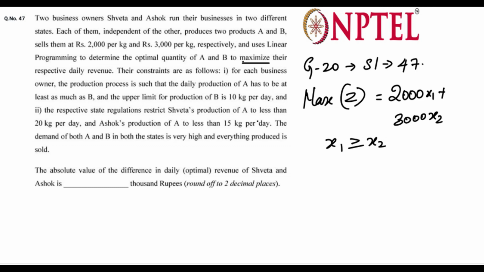And the upper limit for production of B is 10 kg per day. Upper limit, so the maximum it should be 10 kg. So x2 should be less than or equal to 10. It might be 9, it might be 8, 0 also. Okay, fine.